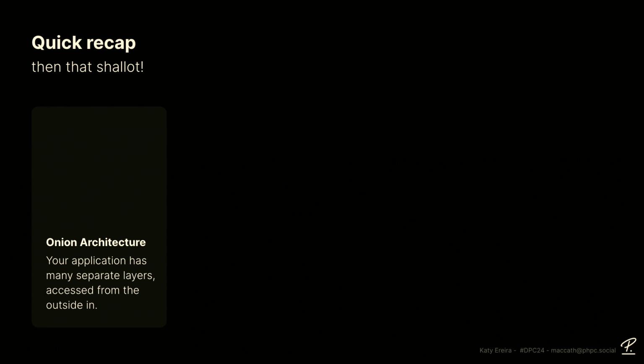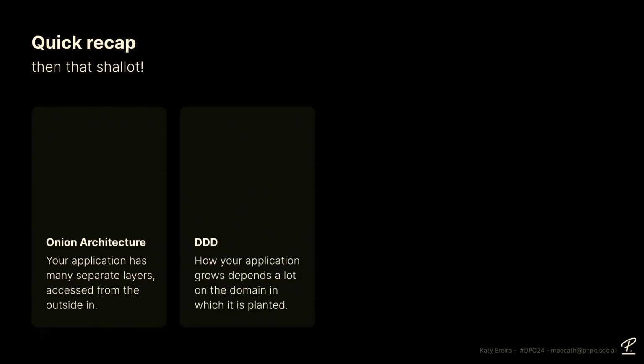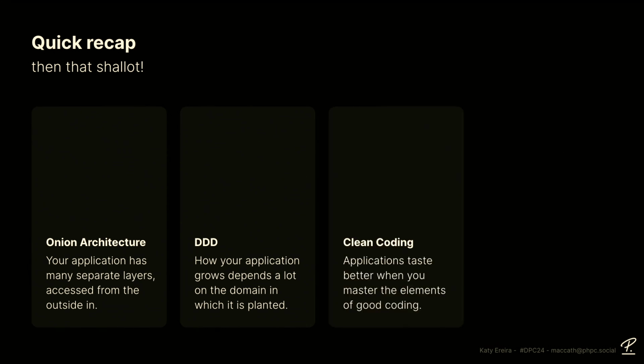So I'm going to do a quick recap. We learned about onion architecture, the layers of an onion, and how they're all separate, and how we move from the outside inwards, not from the inside out. We learned about domain-driven design, how onions grow, the ground, the roots, how we bloom. And we also mastered some of the clean coding. Mastering the elements of good cooking makes everything taste better.